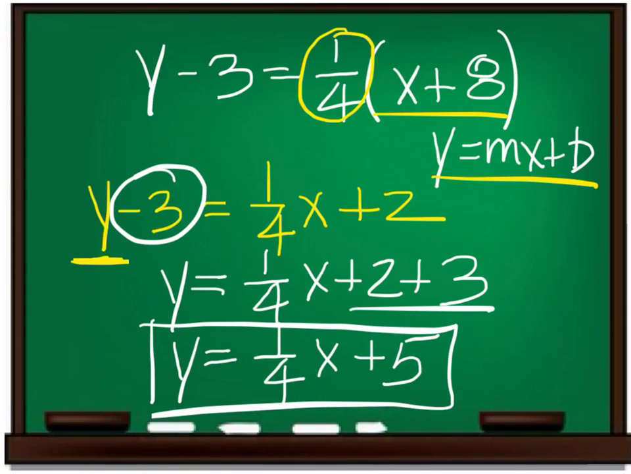Here's a review of what we just did. You start with point slope, multiply the parentheses by this number, the slope, 1/4 times x, and 1/4 times 8. That's the same as 8 divided by 4. You get 2. 1/4 times 8 is 2. Keep this y where it's at and move this to this side. Change the sign. Simplify. 2 plus 3 is 5.